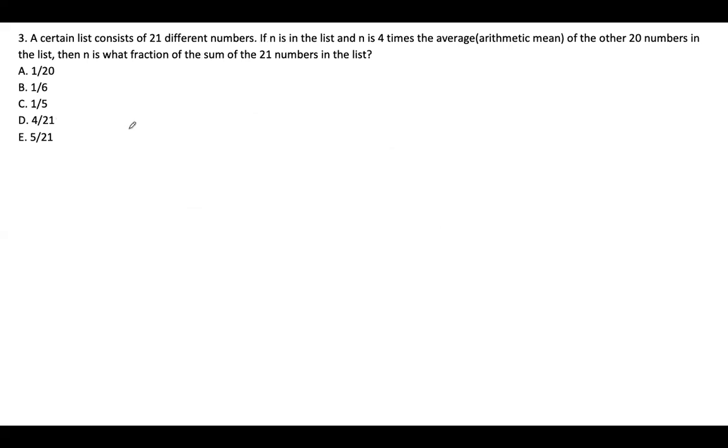Yes, sir. A certain list consists of 21 different numbers. If n is in the list and n is 4 times the average of the other 20 numbers. So n is one number, so the rest of the numbers would be n1, n2 till n20. Just a sec, 4 times the average.